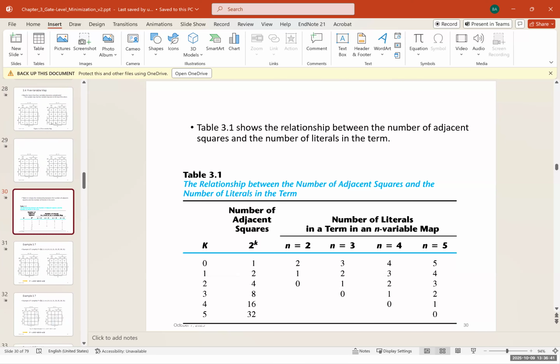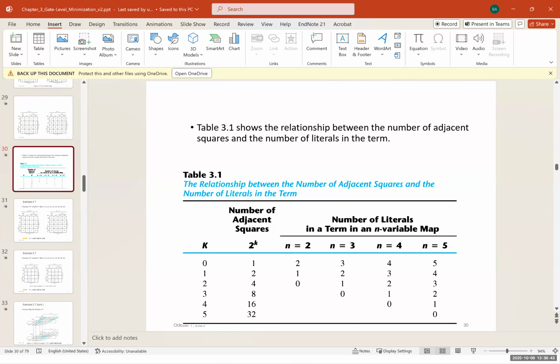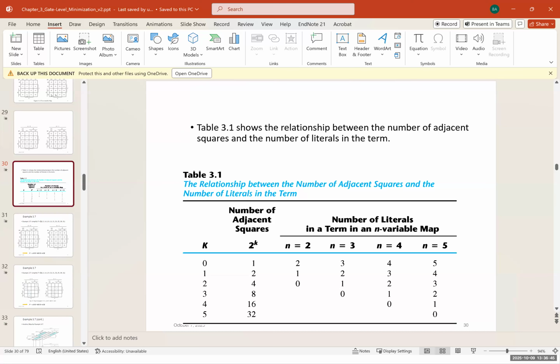Let me finish this table and then I'll go to the practice problems. So this table shows the relationship between the number of adjacent squares and the number of literals in the term. For example, the number of adjacent squares would be 1, 2, 4, 8, and 16, and the k would be 0, 1, 2, 3, 4, 5.